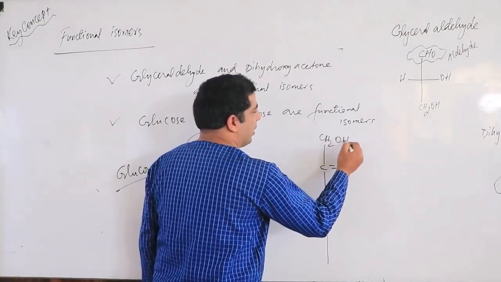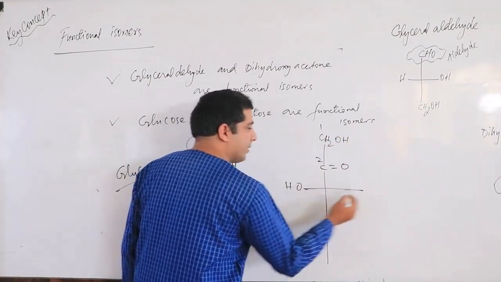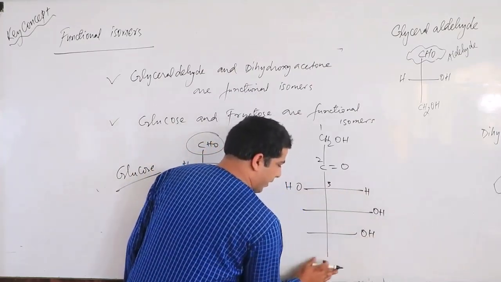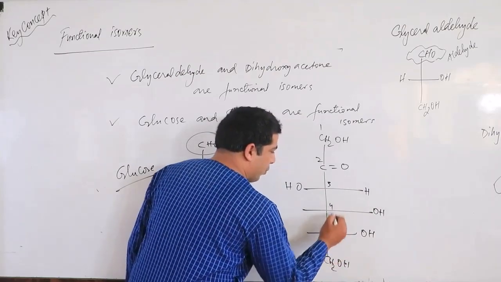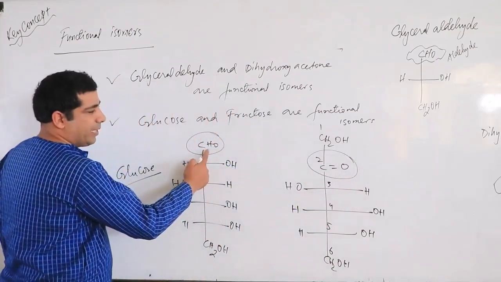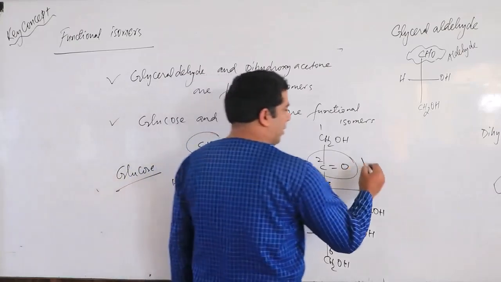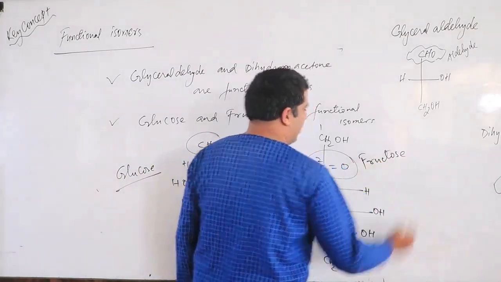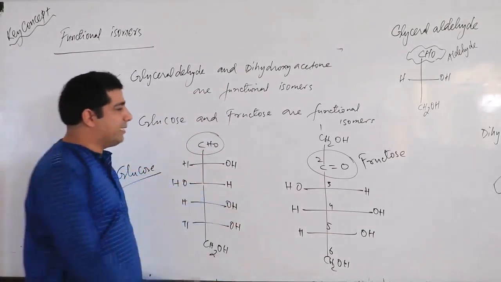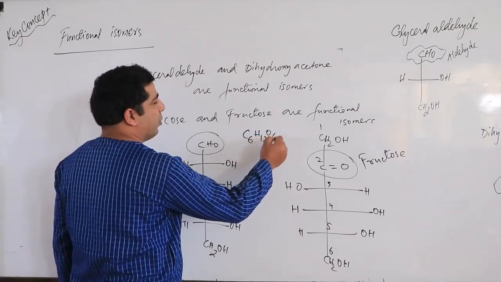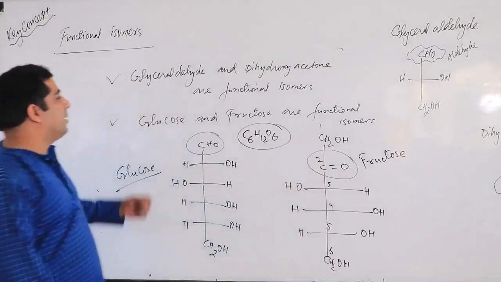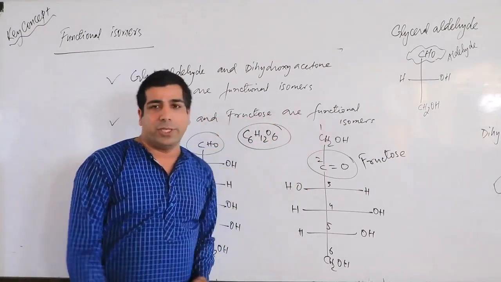Now the second carbon will be ketone. Here we have CH2OH. The first carbon, second and third carbon will have the OH group on the left side, H. Then fourth carbon OH, fifth carbon OH, and finally you have CH2OH. Fourth, fifth, sixth, then you have H and H. Here we have ketone, here we have aldehyde. This is our fructose molecule. It contains ketone, glucose contains aldehyde, and their molecular formula is the same. What is that? C6H12O6, but their functional groups are different, aldehyde and ketone. So we can call glucose and fructose functional isomers.